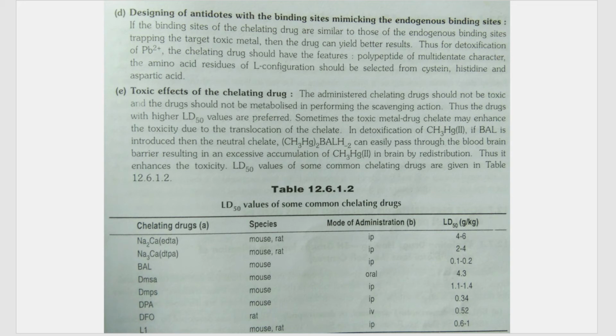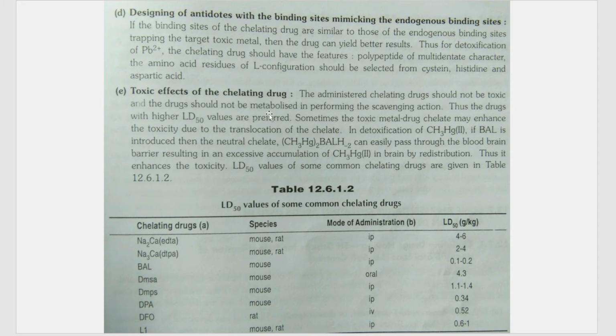And the last point is the toxic effect of the chelating drug. Now, students, one more requirement when we are taking a chelating drug is that the drug itself should not turn into poison. Correct. So they are telling that while selecting a chelating drug, you should select a favorable chelating drug which can go and do its work, that is, bind to the toxic metal and get it out of the body through urine or feces. Okay, but it itself should not get accumulated in the body or turn toxic. Correct.